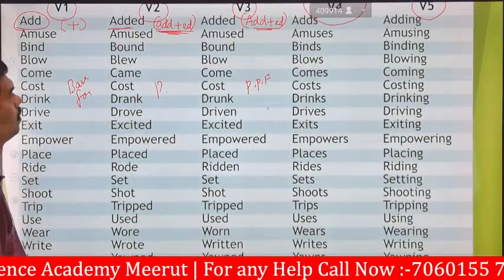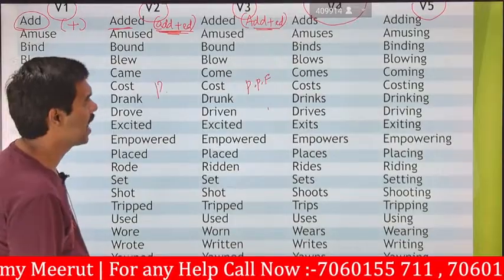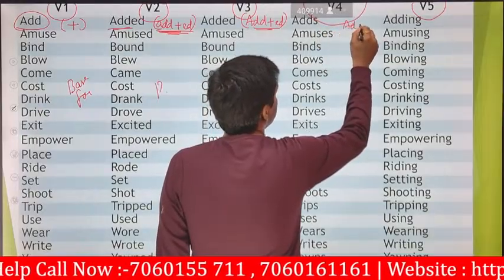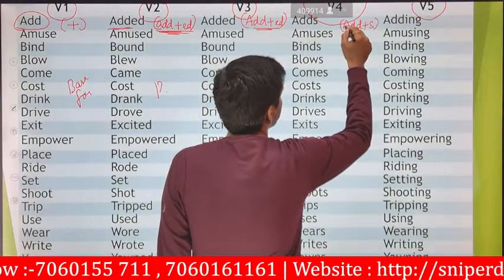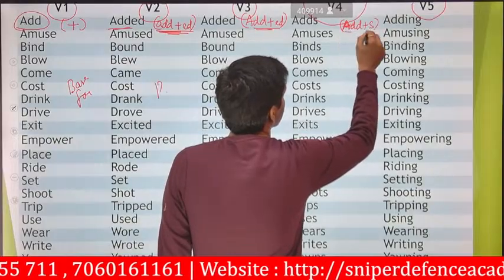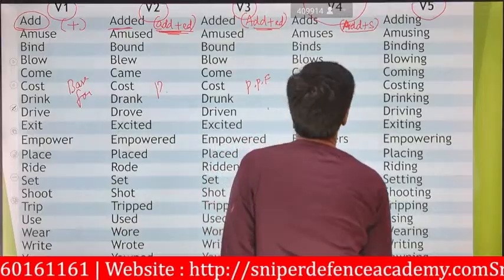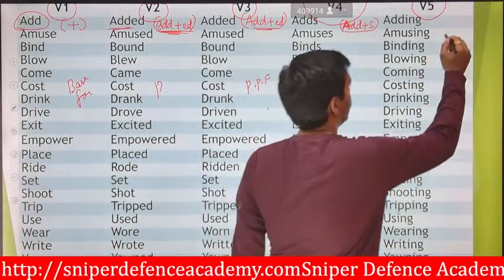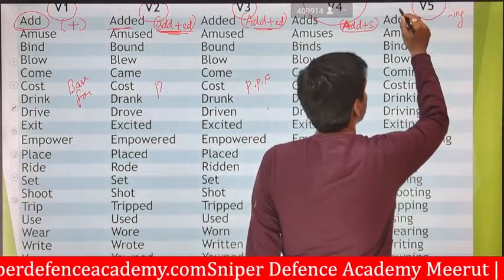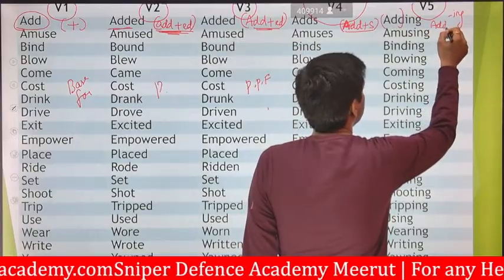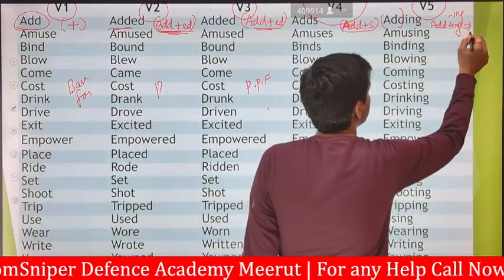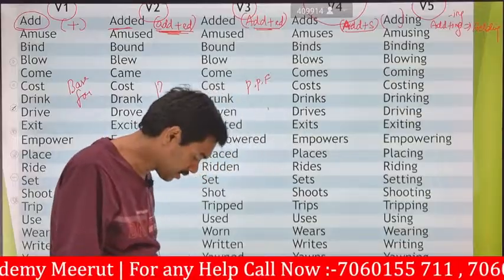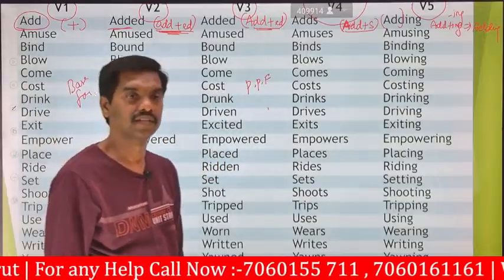Next, this will be replaced in terms of adds. What is it? Adds means ADD plus S. Fourth one is said to be adding. ING will be added. That is ADD plus ING. ADD plus ING is said to be adding.